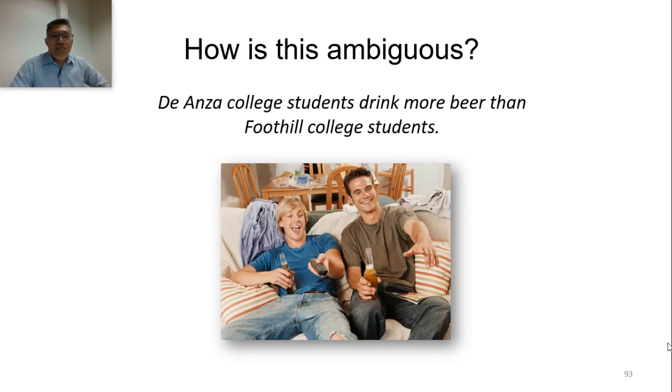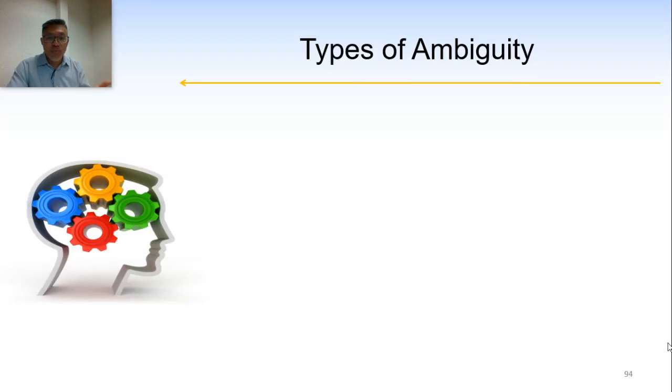If that were the case, then the population size matters a lot, right? If De Anza has twice or 3 times more students than Foothill, then to say they drink more than Foothill College students doesn't really say much. If we're talking about the average alcohol consumption of each individual student, then that might be a little more interesting information. But the claim is, hopefully you see, ambiguous, and the ambiguity is a result of grouping.